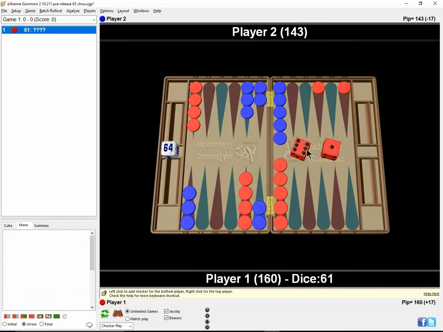Then my last play is a 6-1. How would you play a 6-1? Give it some thought. Again, the 1 seems to be right just about every time, unless I can make a point over here. The 1 is almost always here.